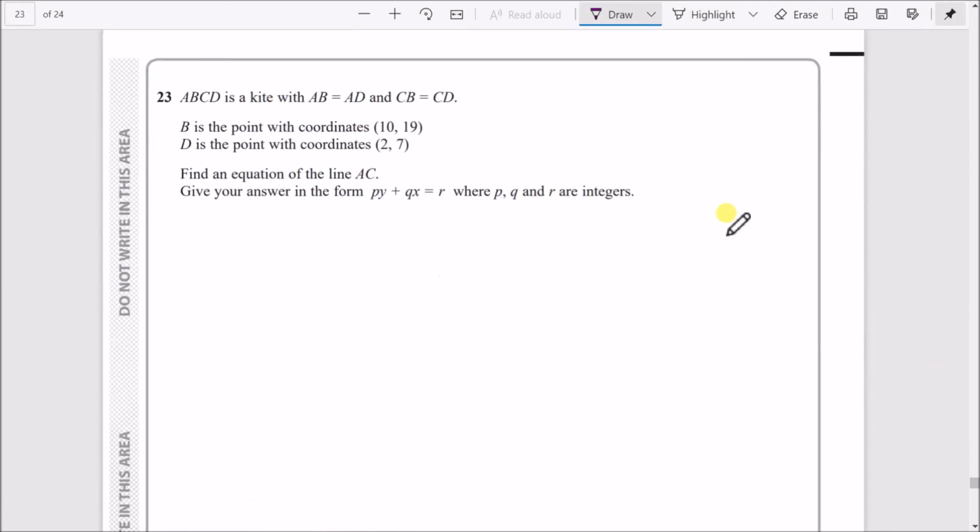Now for 23, it says ABCD is a kite with AB equal to AD and CB equal to CD. I think it's good we just draw this right now, yeah? So you got kite, we just draw a regular kite, yeah? And a kite always has two equal lengths, two matching pair equal lengths. So for example, these two would be equal, maybe that looks horrible, and then these two would be equal.